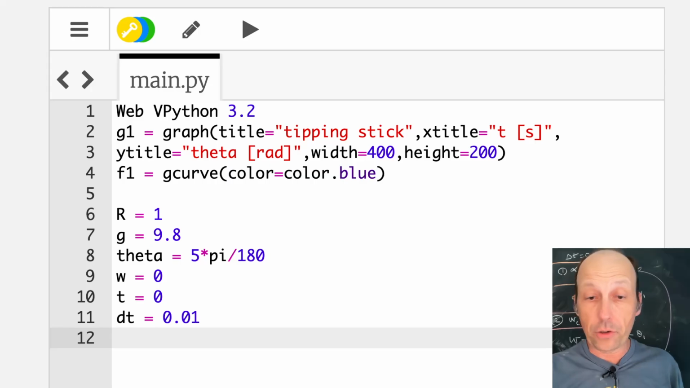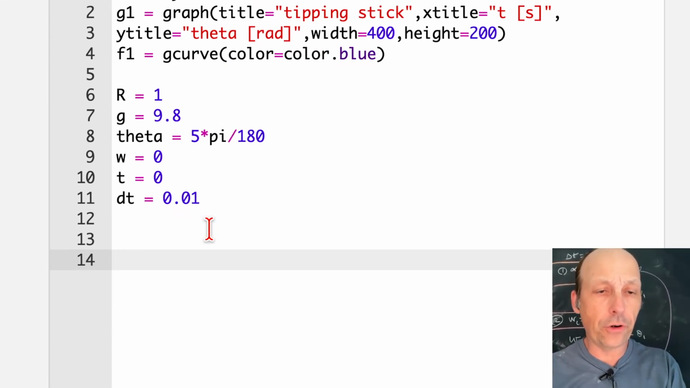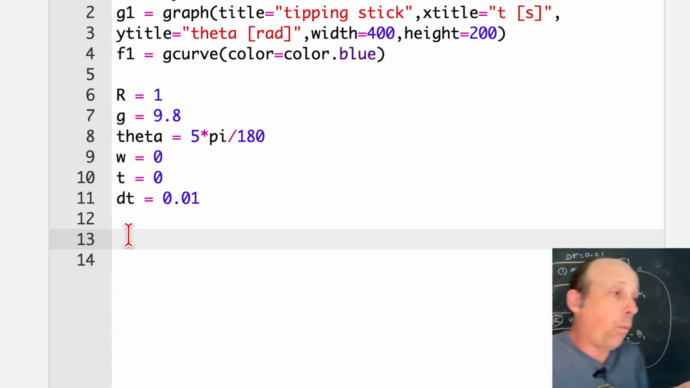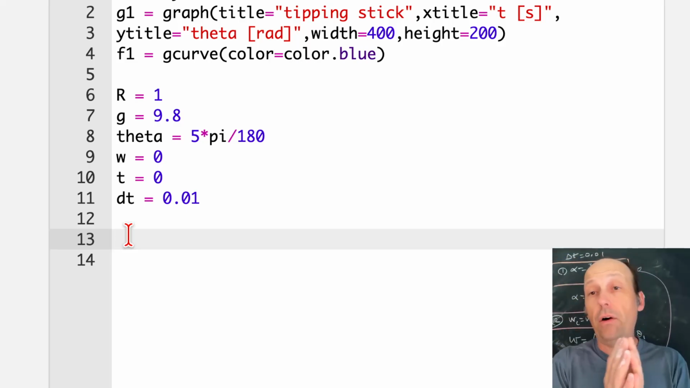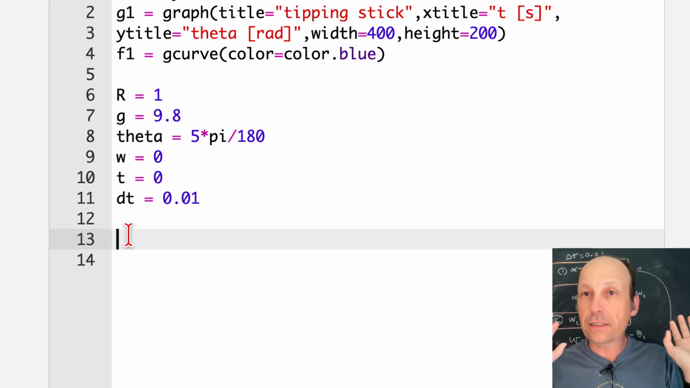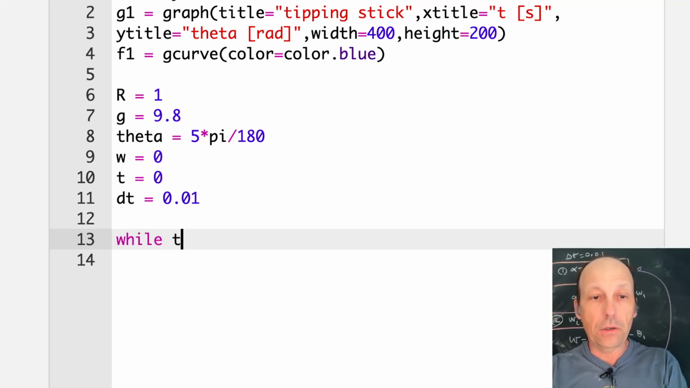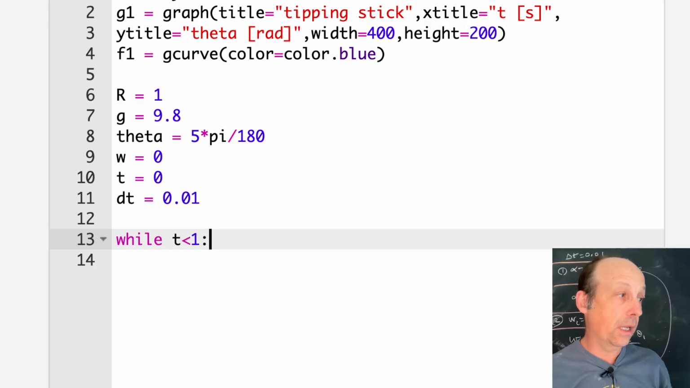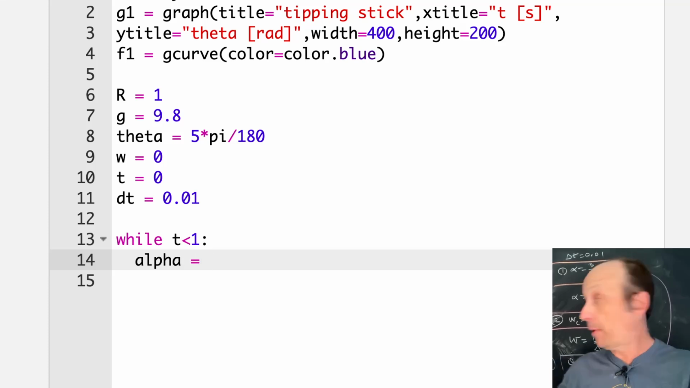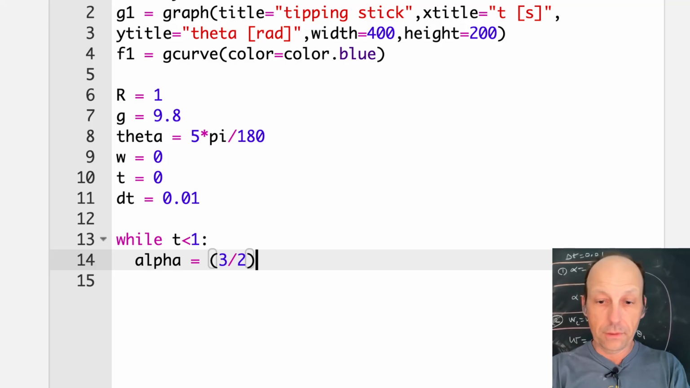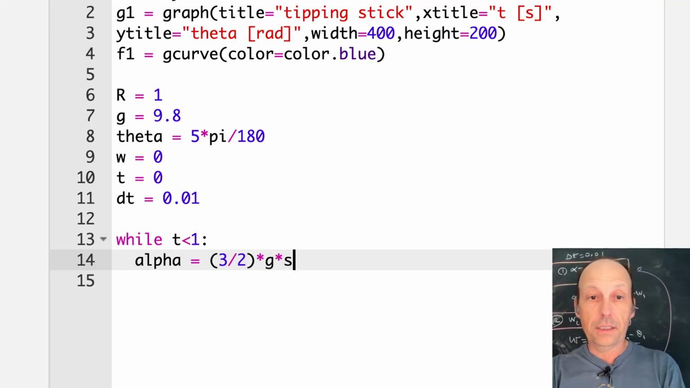So let's just jump into our numerical calculation. So here, I'm going to do the safe thing. Don't try to be cute. Don't try to do some wild theta angle thing. Let's let it fall for 1 second. So while t is less than 1, colon. We're going to do the following. Number 1, calculate alpha. Alpha equals, I'm looking at my equation right there, 3/2 times g times sine of theta divided by r.